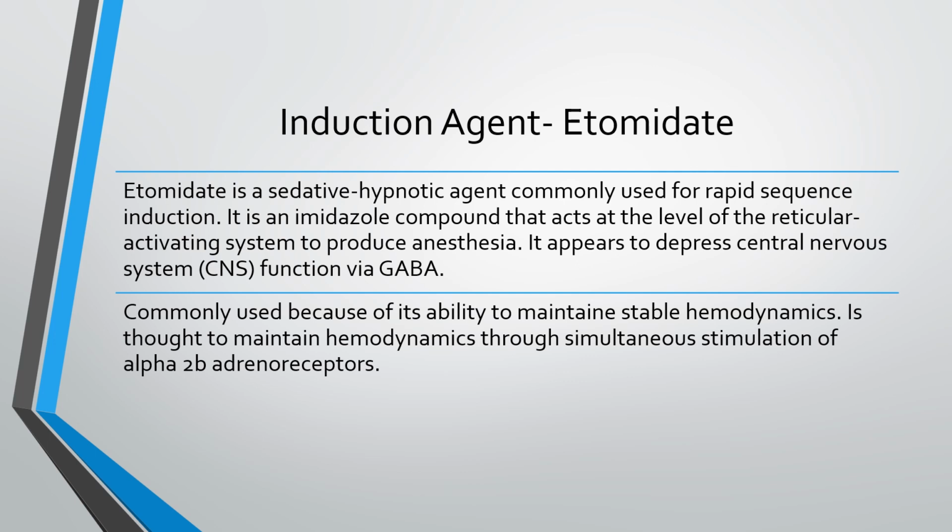It's thought to maintain hemodynamics through simultaneous stimulation of the alpha-2 beta adrenal receptors. And so this is why ketamine and etomidate are used in induction as the primary agents most of the time, because they are both hemodynamically stable. They both can cause an increase or decrease in blood pressure, but on average, it's pretty hemodynamically stable. As well as they don't really affect the respiratory drive either way. They can, but typically on your normal call they won't.